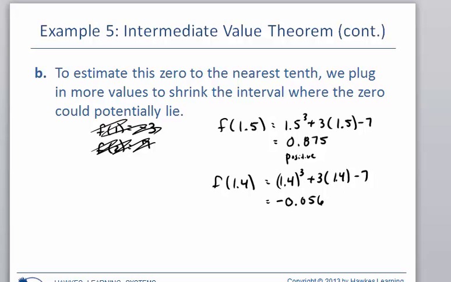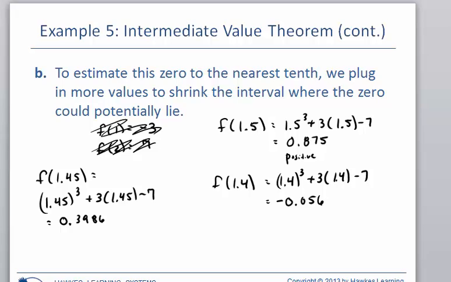All right, so now I need to pick out one more point and try to narrow it down. We're trying to find our 0 to the nearest tenth. So I'm going to go right in between these two, and I'm going to calculate f of 1.45. That's halfway in between 1.4 and 1.5. So I'll do 1.45 to the third plus 3 times 1.45 minus 7. Plug it in my calculator. I'm going to get 0.3986.